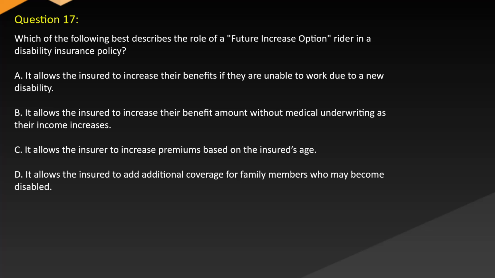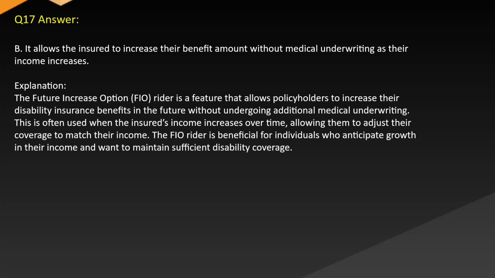Question 17. Which of the following best describes the role of a future increase option rider in a disability insurance policy? A. It allows the insured to increase their benefits if they are unable to work due to a new disability. B. It allows the insured to increase their benefit amount without medical underwriting as their income increases. C. It allows the insurer to increase premiums based on the insured's age. D. It allows the insured to add additional coverage for family members who may become disabled. Answer: B. It allows the insured to increase their benefit amount without medical underwriting as their income increases.